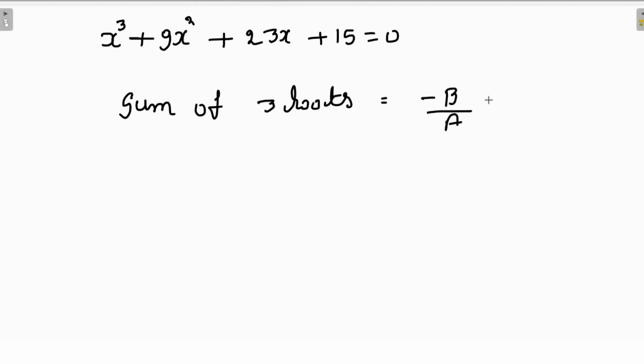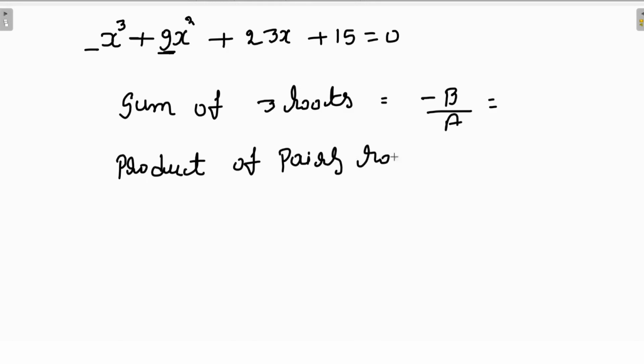Minus b by a, which means the b value will be 9 by 1. Same thing, product of pairs of roots. What is pairs of roots? I am going to explain product of pairs of roots.